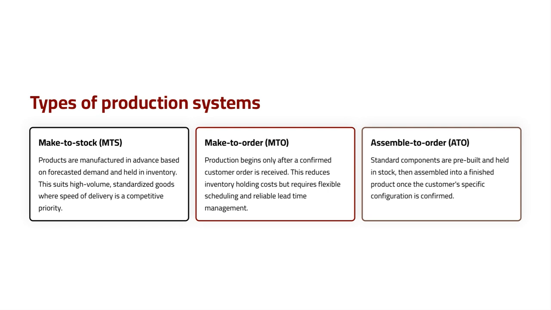Next is make-to-order, or MTO. Here, production only starts after a confirmed customer order, which helps cut down on inventory costs but demands flexible scheduling and accurate lead time management. Finally, assemble-to-order, or ATO, combines elements of both. Standard components are produced and stocked ahead of time, then assembled into the final product once the customer's specific configuration is known. This allows for customization without long wait times.